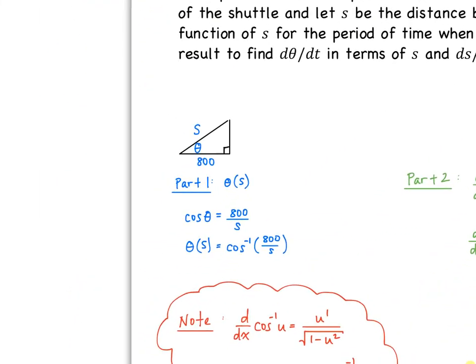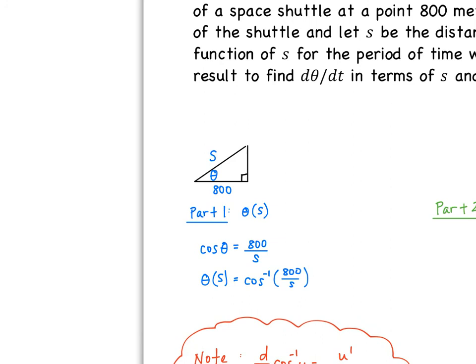So let's look at this first part here. They said, let theta be the angle of elevation, right? And the space shuttle, the liftoff is 800 meters away from the launch pad. S is going to be the distance between the camera, which is over here, and the space shuttle, which is going to be shooting up into the sky. So we want theta in terms of s. That's the first part that we want, okay?